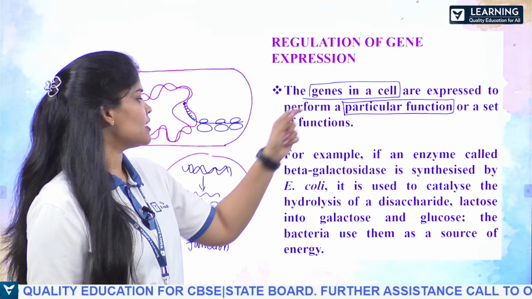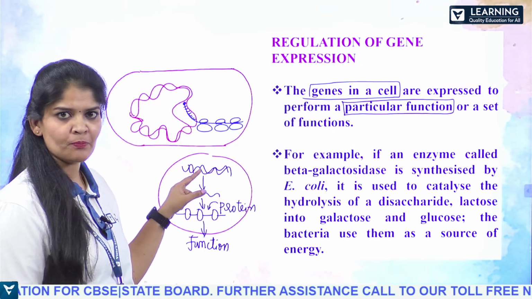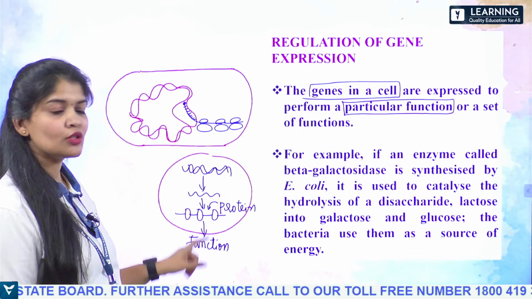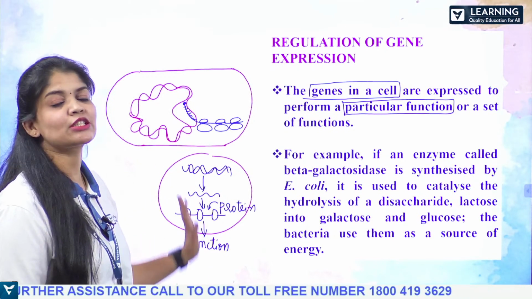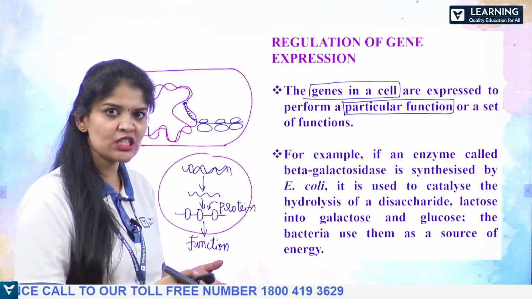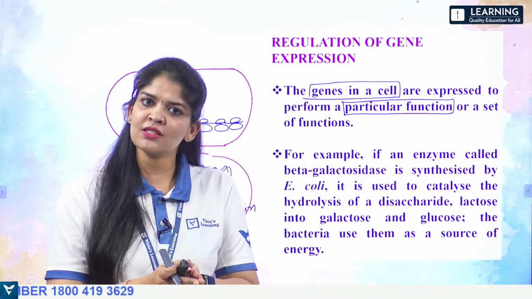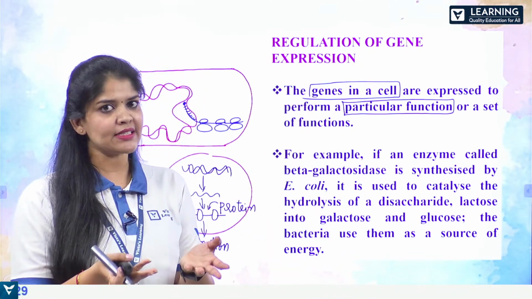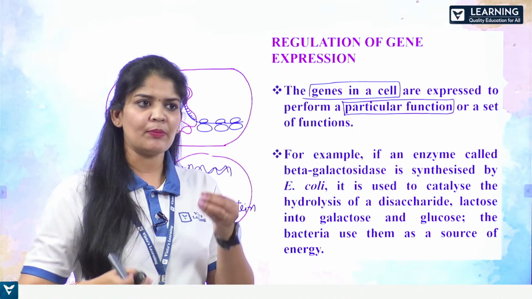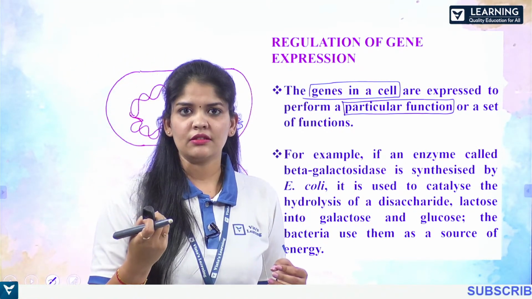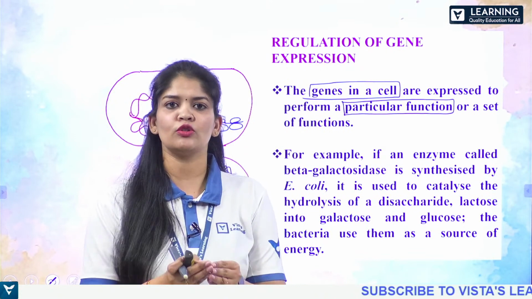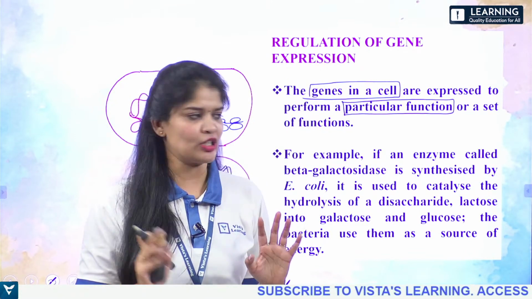That means we can say the gene which is present in the cell shows its function through its expression, and this expression happens by first transcription and then translation into protein. The produced protein will show the function or set of functions. It may act as a single enzyme, or depending upon the need in a particular cell, it will show its function or set of functions.